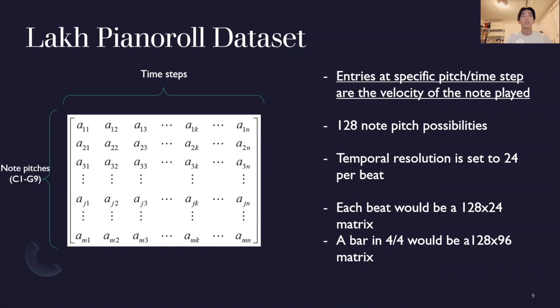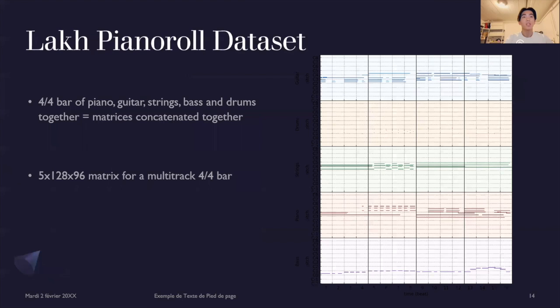There are 128 note pitch possibilities, which cover from C1 to G9, and the temporal resolution is set to 24 per beat in order to cover some common temporal patterns, such as triplets and 32nd notes, for example. This means that in each instrument, each beat is a 24 times 128 matrix. And for example, a bar in 4/4 time would be a 96 times 128 matrix. Since we have 5 instruments to cover, which means 5 tracks, the whole multi-track piano roll will be a 5 times 96 times 128 matrix for a 4/4 bar once again.